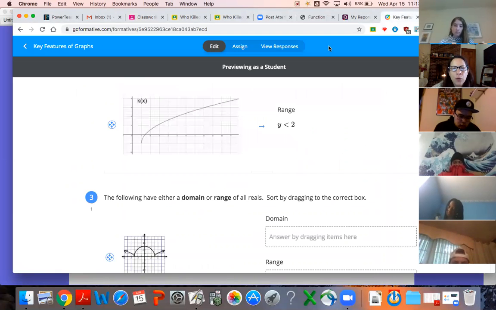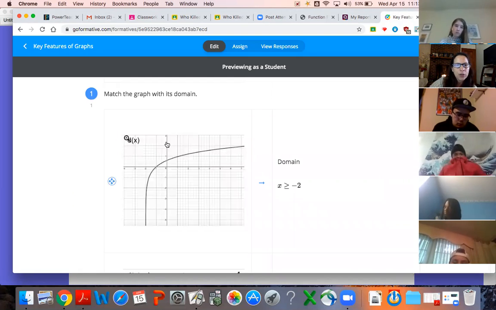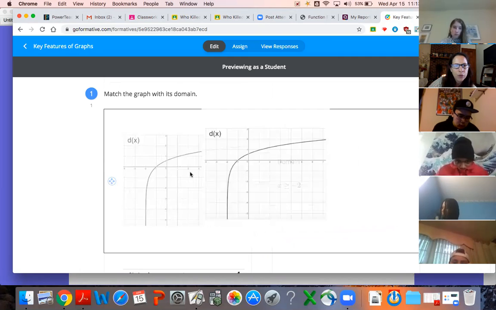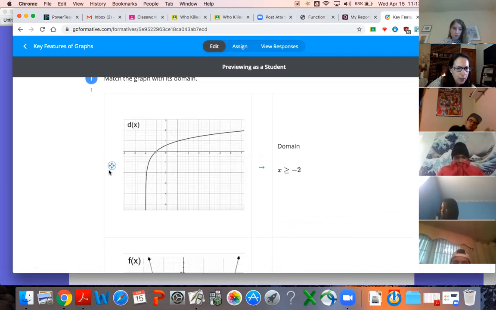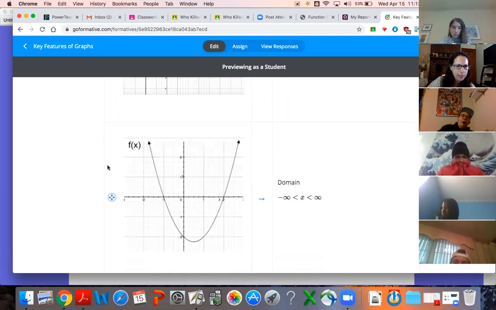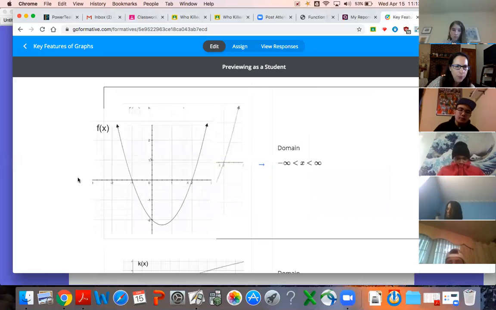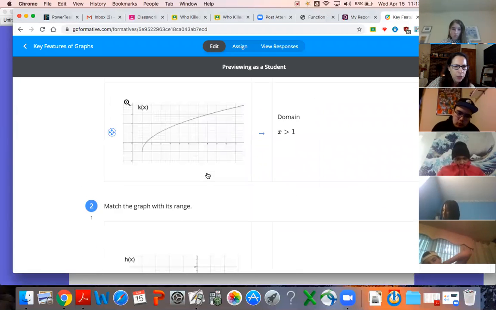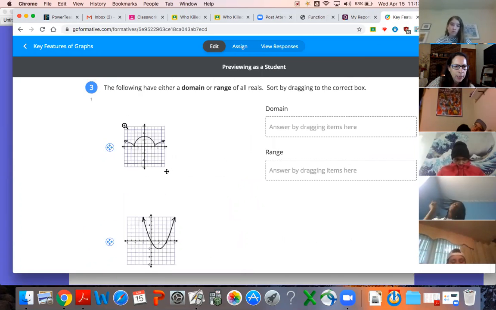So this is what your Go Formative looks like. Do you have anything in particular? There's a matching one where you have to drag the domain of the graph to the right thing. This little thing right here is a grabber. I think this is student view, so I can drag this and put it on top of the right domain. There's three matching domain, three matching range. You just grab and drag.